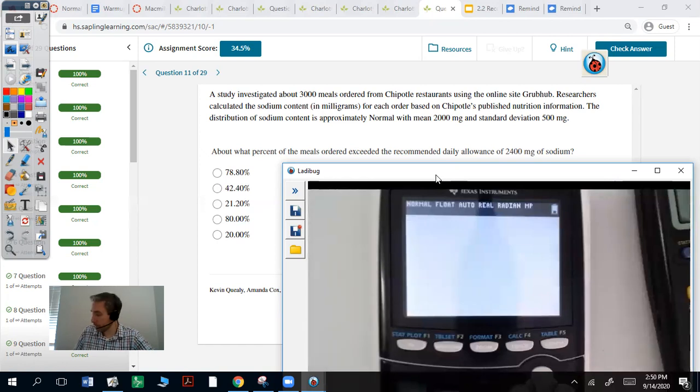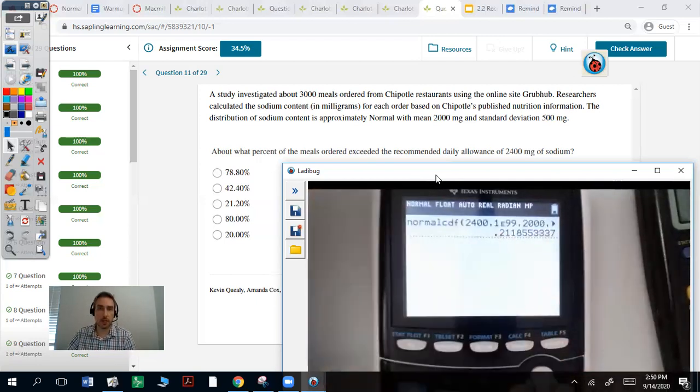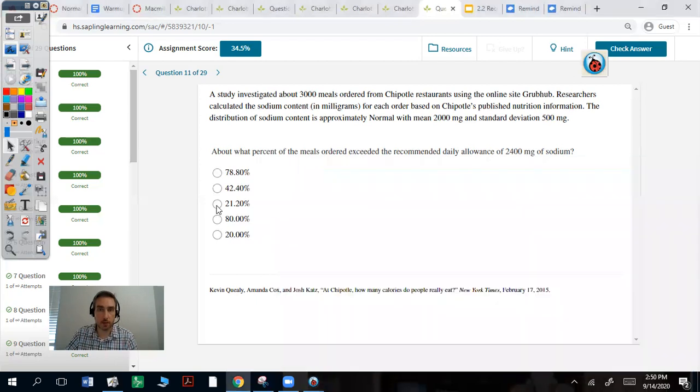All right, exceeded, more than. So second vars, normalCDF. That means 2,400 is your lower bound. So you put 2,400 here. Exceeded means everything above it. Well, that's positive infinity. So that's positive 1, E99. Then the mean, 2,000, and standard deviation of 500. So this is the percent above 2,400. And we're looking at about 21.2%, 21.18. So that should be your answer.